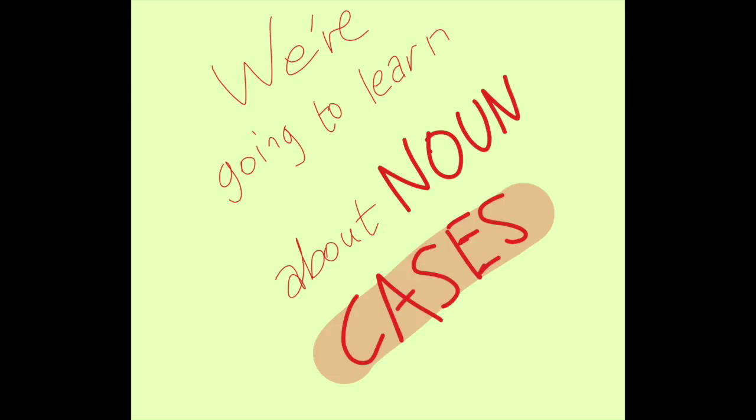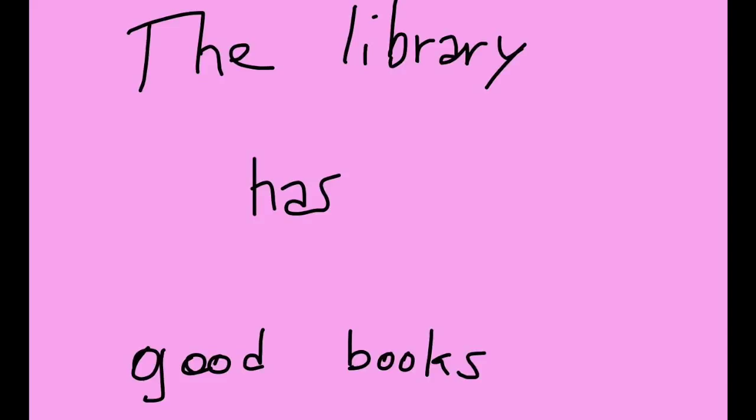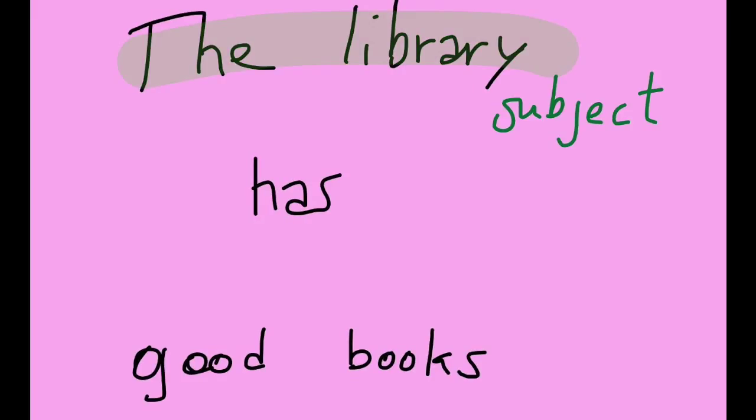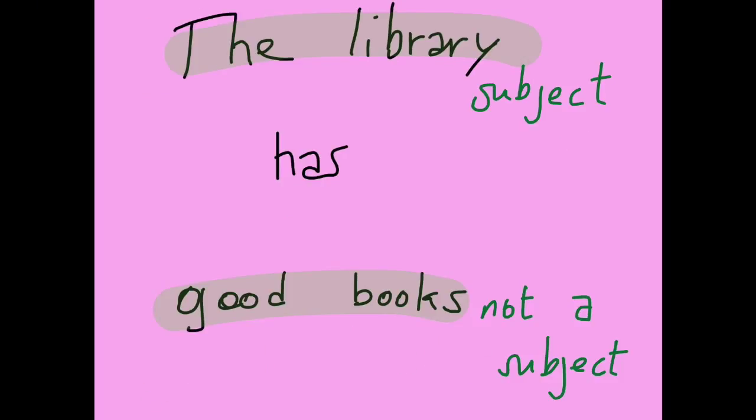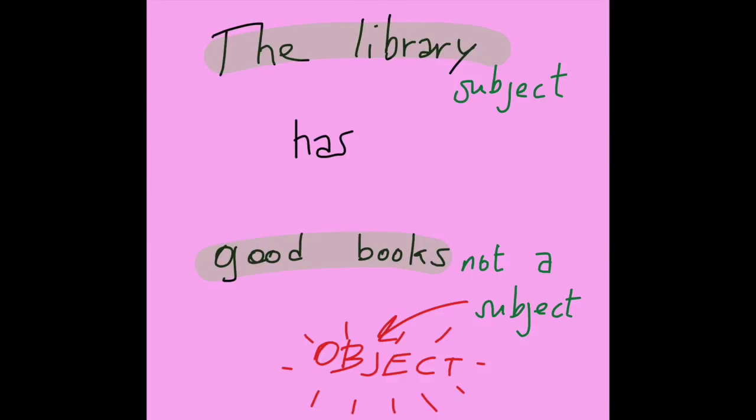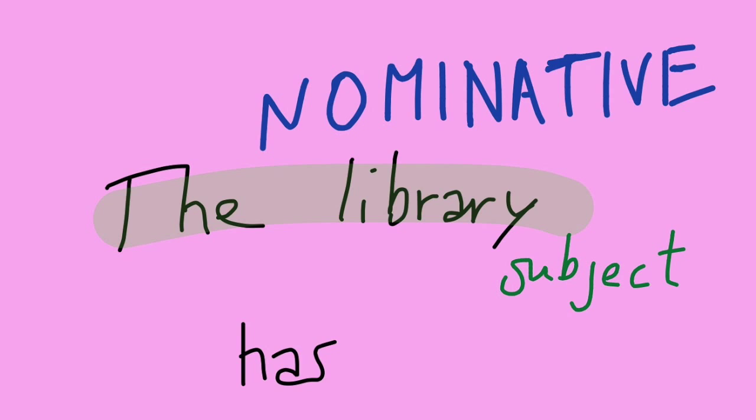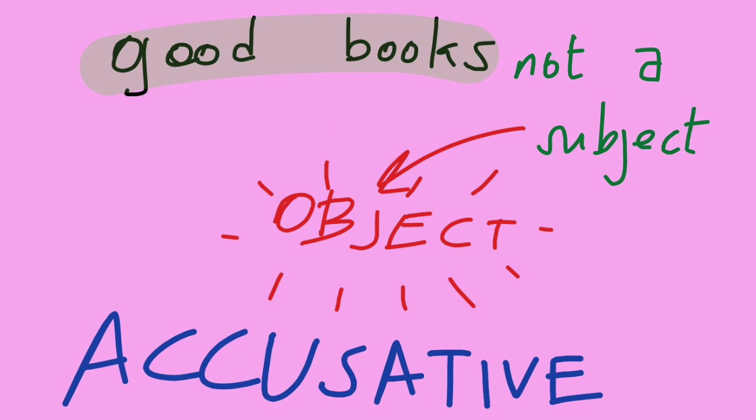Grammatical cases are used to distinguish the different roles of a noun and an idea. For example, here's a statement. The library has good books. The word library is the subject of a verb phrase, but the word books isn't. Books acts as the object of the verb. Library is in the role of the nominative case, and books is in the role of the accusative case.